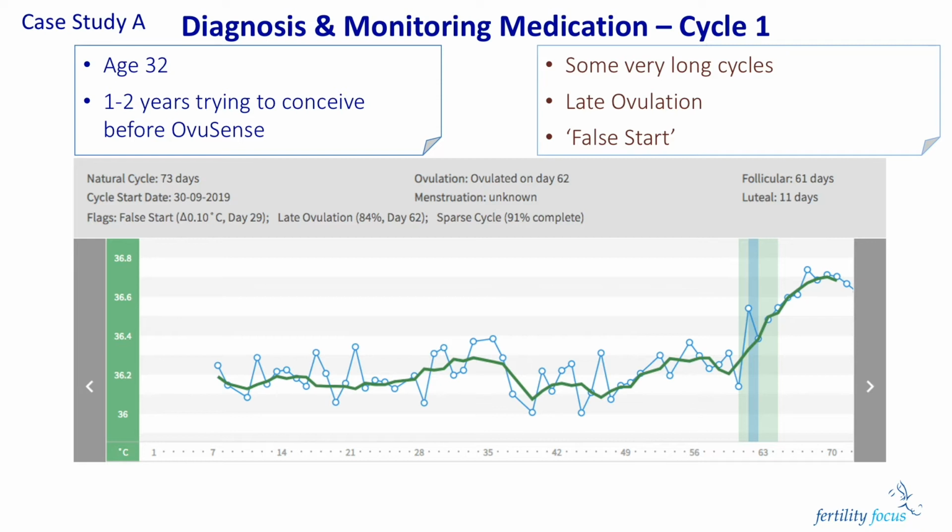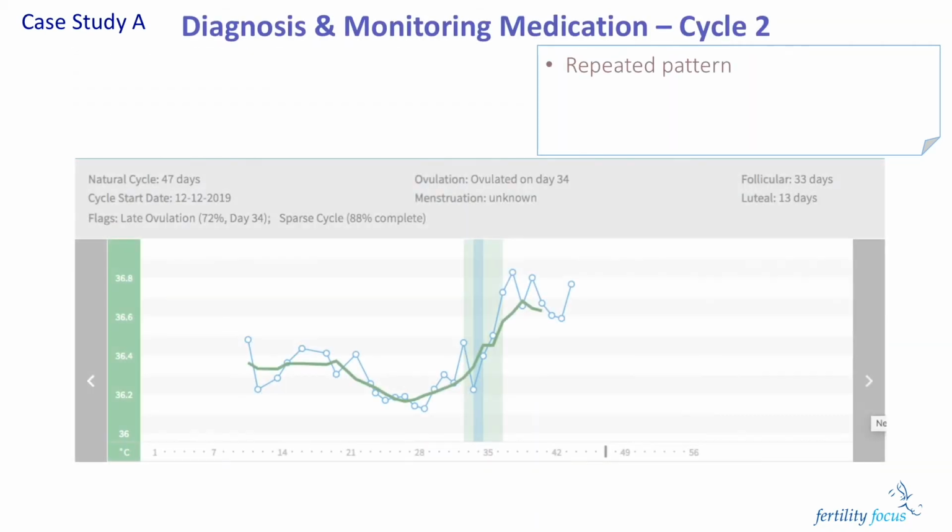Moving on to the case studies. The blue shading on the OvuSense charts indicates the day of ovulation. In this case, day 62. So as we can see from this first chart, patient A had some very long cycles with late ovulation. She also exhibited the false start pattern. The pattern repeated in the second cycle.